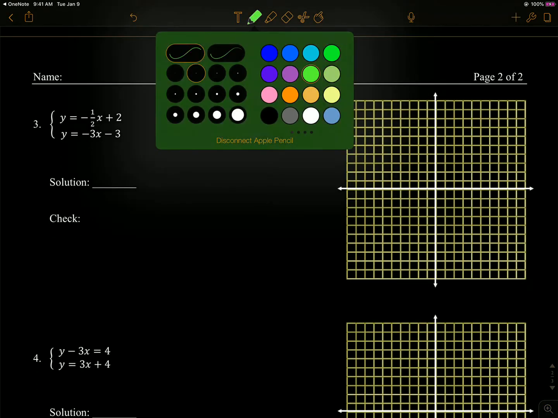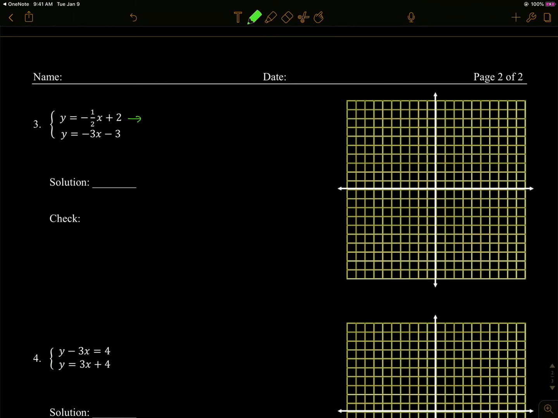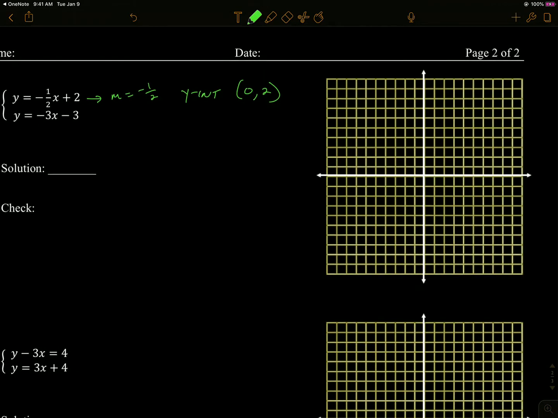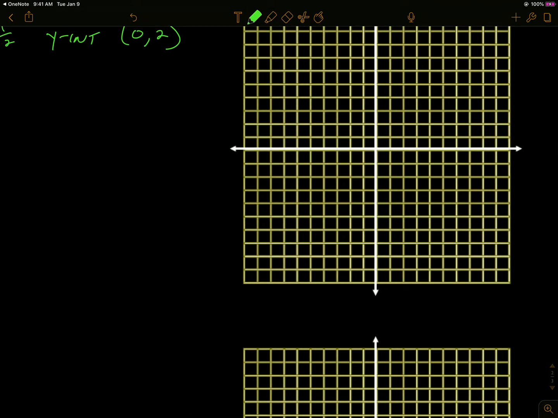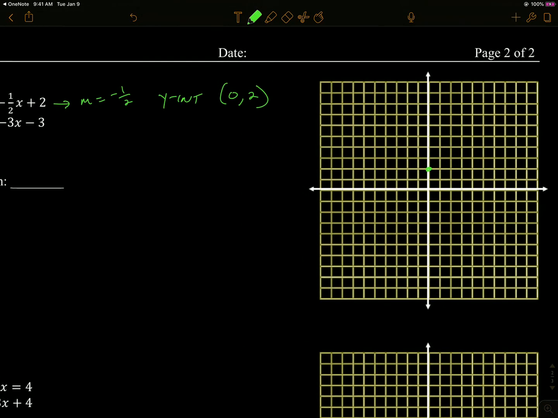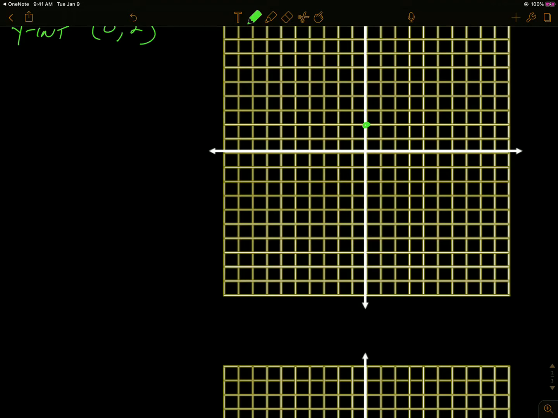I'll do the first one in green. So if I graph this line, my slope is -1/2. My y-intercept is (0, 2). So I'm going to start with graphing (0, 2), and then use my slope. Down 1, right 2, since it's -1/2. Down 1, right 2. Down 1, right 2. I'll go up 1, left 2. It's the same slope in the other direction.